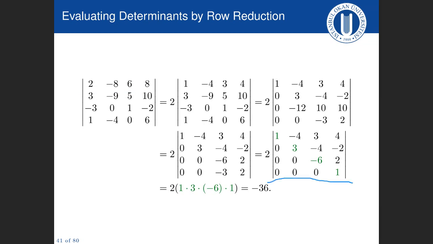I want to end up with an upper triangular matrix because it's easy to calculate the determinant of an upper triangular matrix. It's just 1 multiplied by 3 multiplied by minus 6 multiplied by 1.